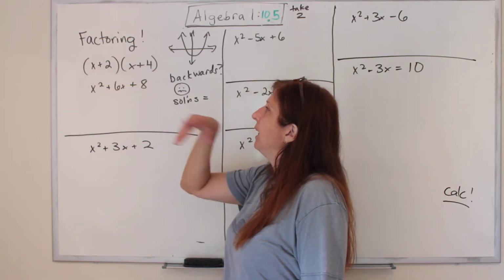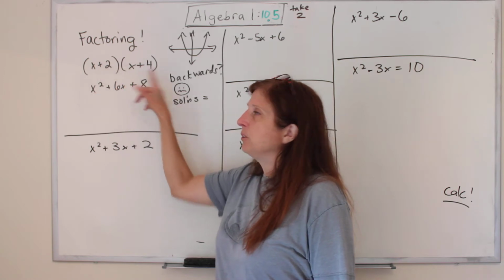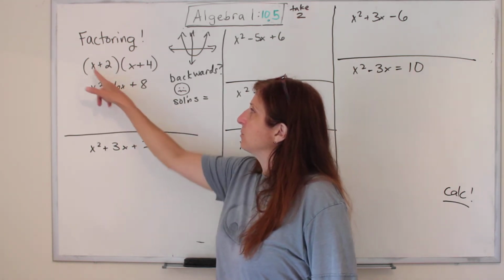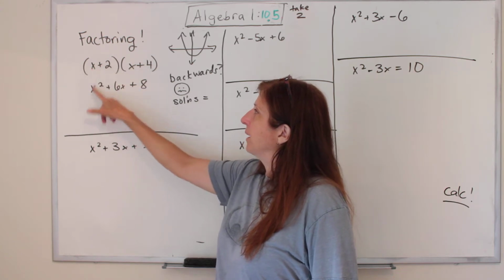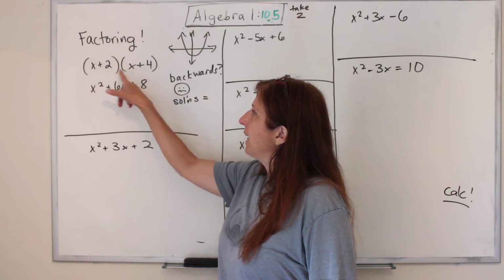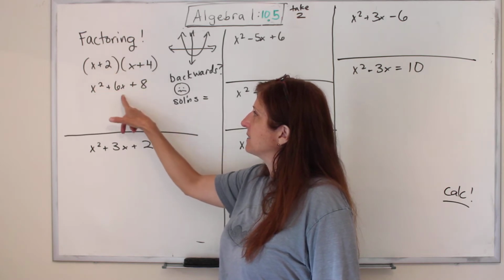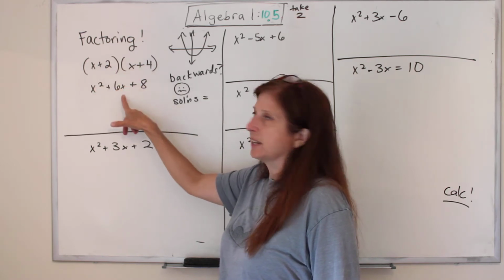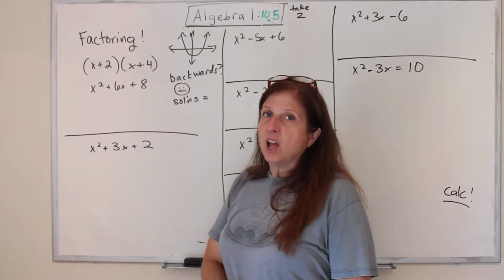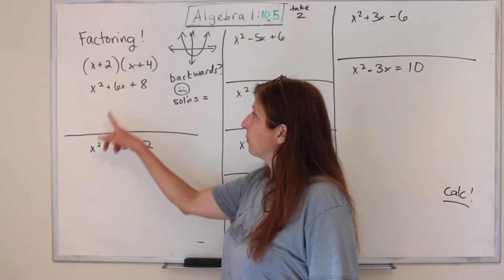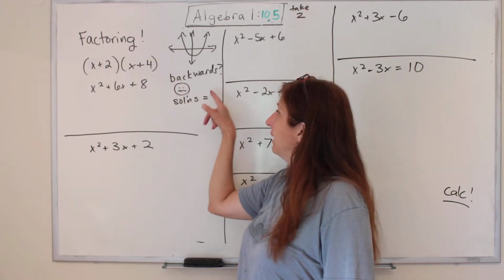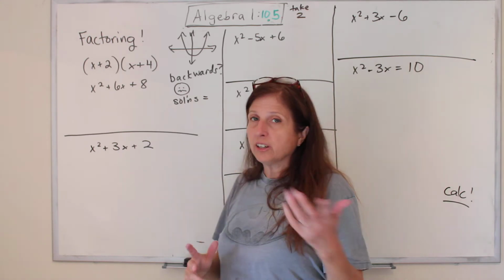Anyway, what we have been learning is this. We learned how to multiply these two binomials, and to get this, we'd do x times x is x squared, x times 4 plus 2 times x is 4x plus 2x is 6x, and 2 times 4 is 8. Now we're going to go backwards. We're going to start with this and figure out what those are. See, that's why it says backwards, and you're going to do great with it.